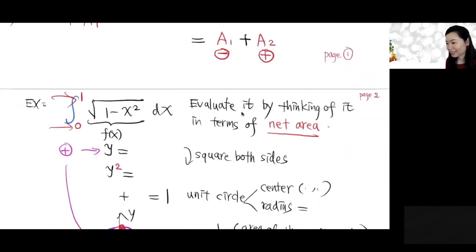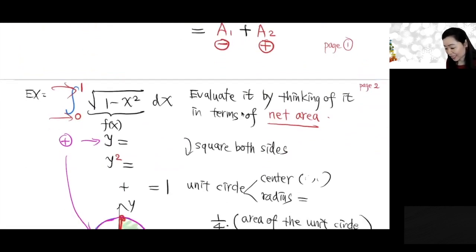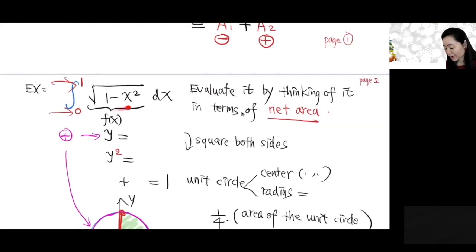Question? The next one over here. This is an integral over here. Let's evaluate this integral by thinking of it in terms of that area. So you might be asked to do something like this in the final, okay? To evaluate the integral by thinking of this in terms of that area.